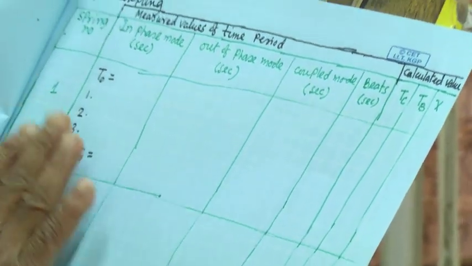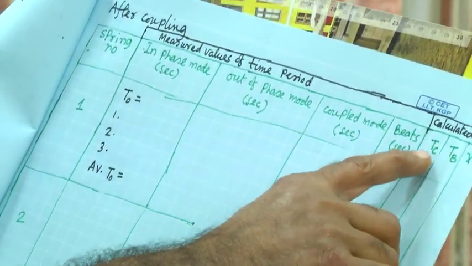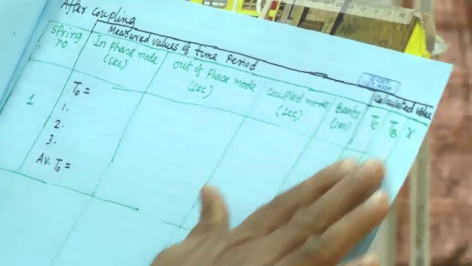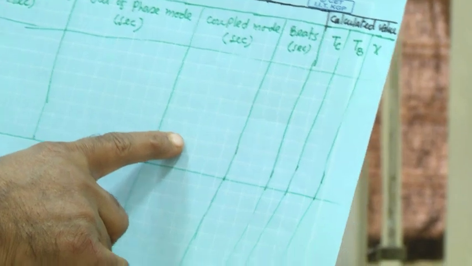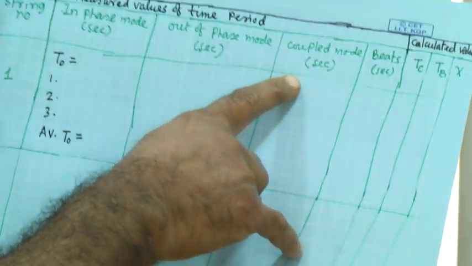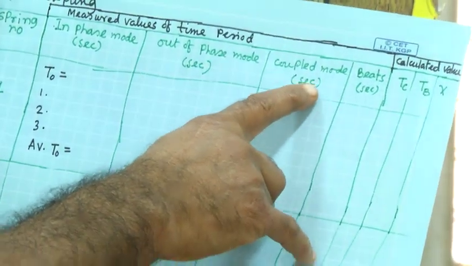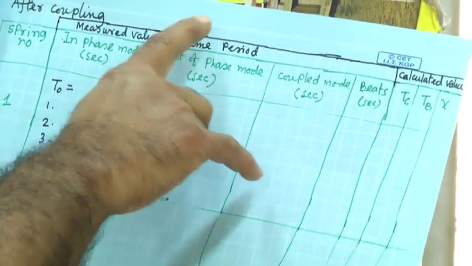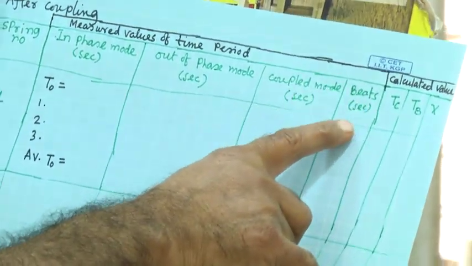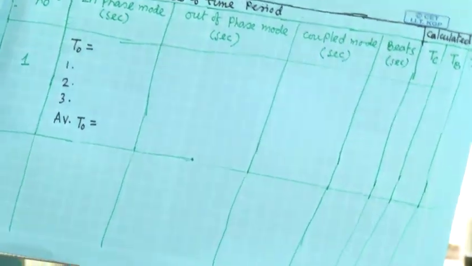Okay. So, if I know T0 and T1, I can calculate Tc, Tb and chi. So, that is there. Another thing, experimentally I can find out Tc and Tb also from this experiment. Okay. So, let me show you.